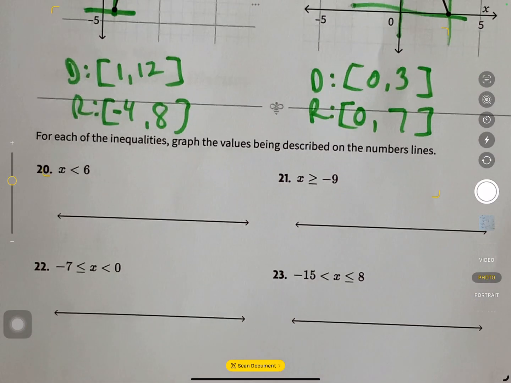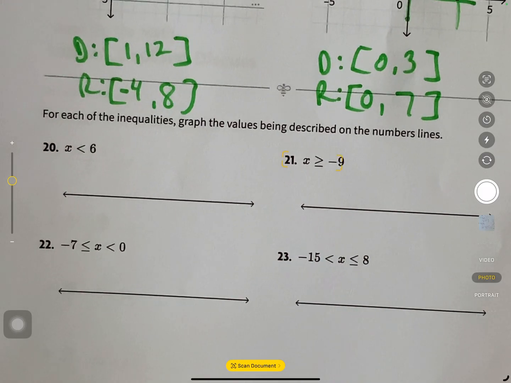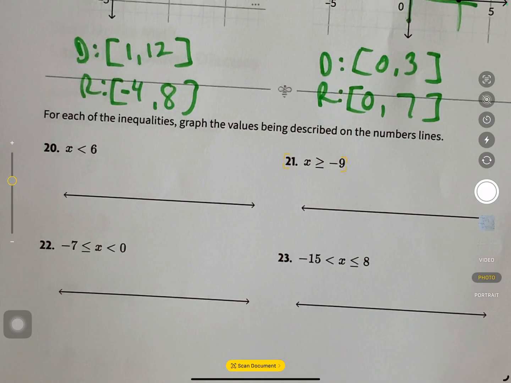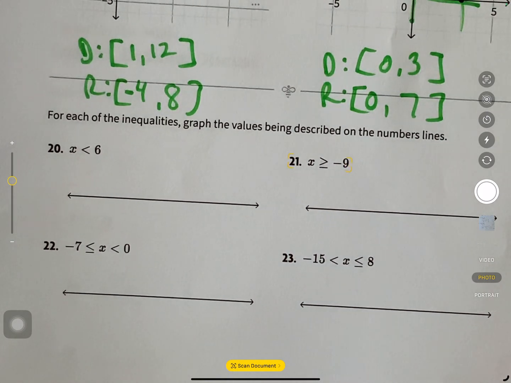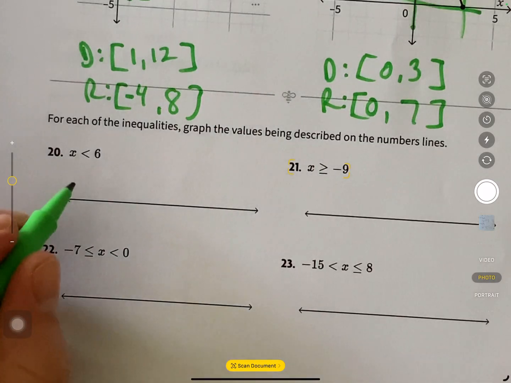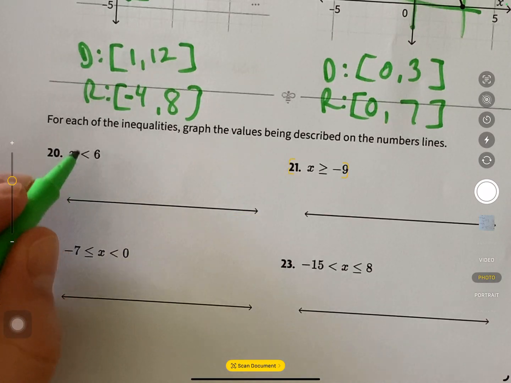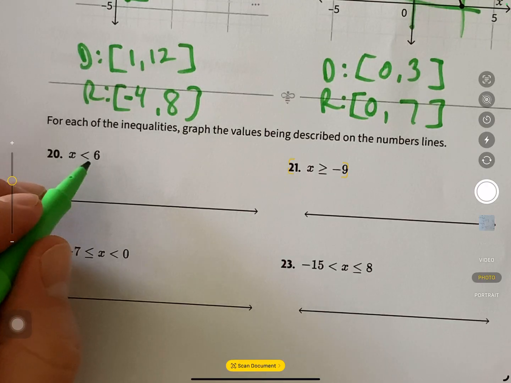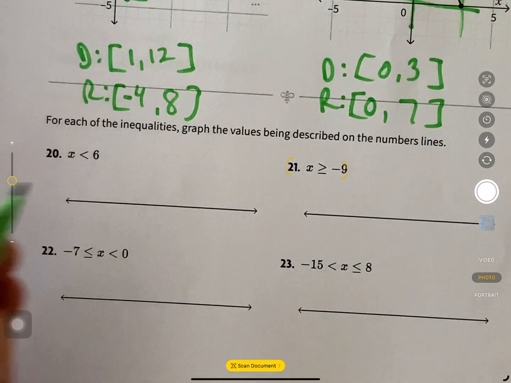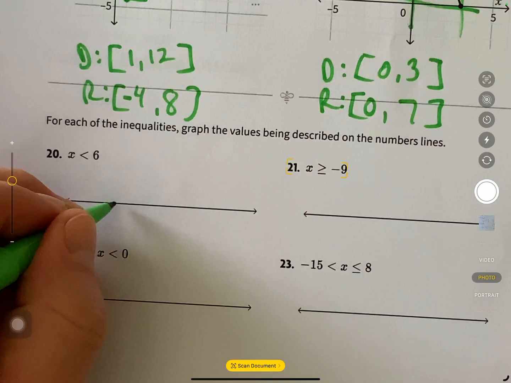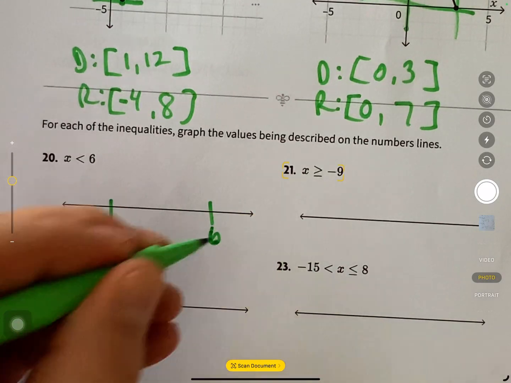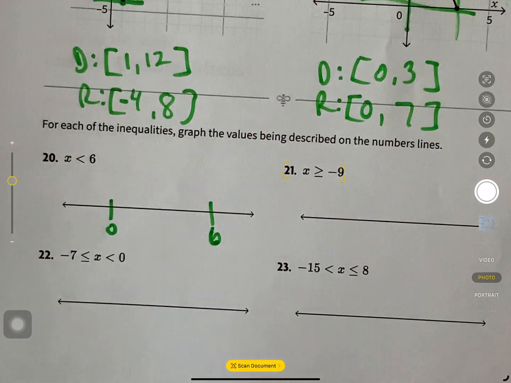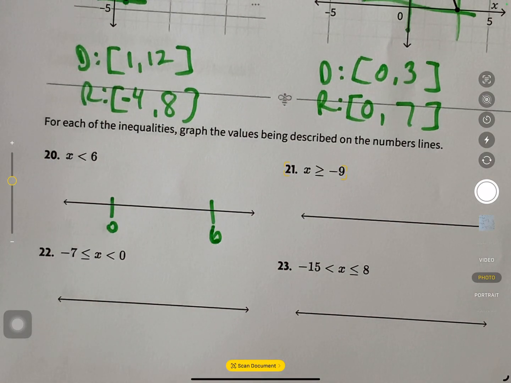And now we get to some inequalities, which we just discovered, okay? Don't forget to look at your notes if you need to know which way it shades and which way the dots go and the dots filled in, open circle. This says x is less than 6. So you see this blank line? Here's the easiest way to do this. Put a 0 right here, and then put a 6 right here. You could do all the dots and the hashes but it just takes time. So this is simple. 0 and 6, okay?